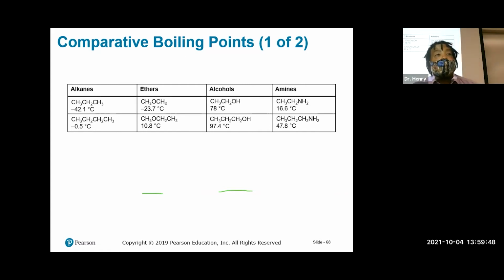What's going to be a function of how much you have is how long you have to boil it. Do you understand what I'm saying? Because the more stuff you have, the more stuff you have to go through, right? Does that make sense? So if you keep it at that boiling point, eventually all of it's going to boil off. But if you have a whole bunch of it, it's going to take a lot longer. Does that make sense? Okay.